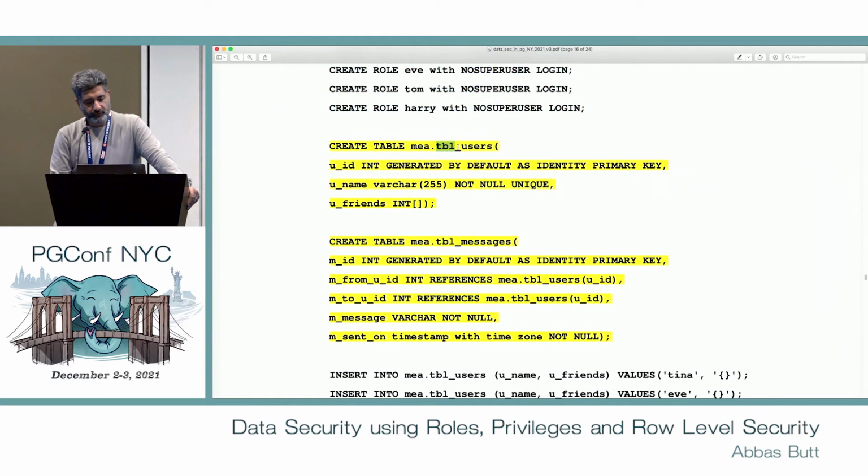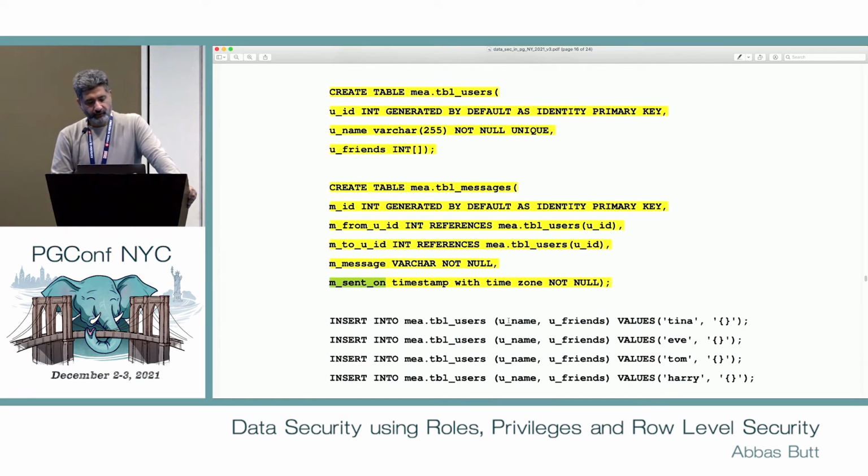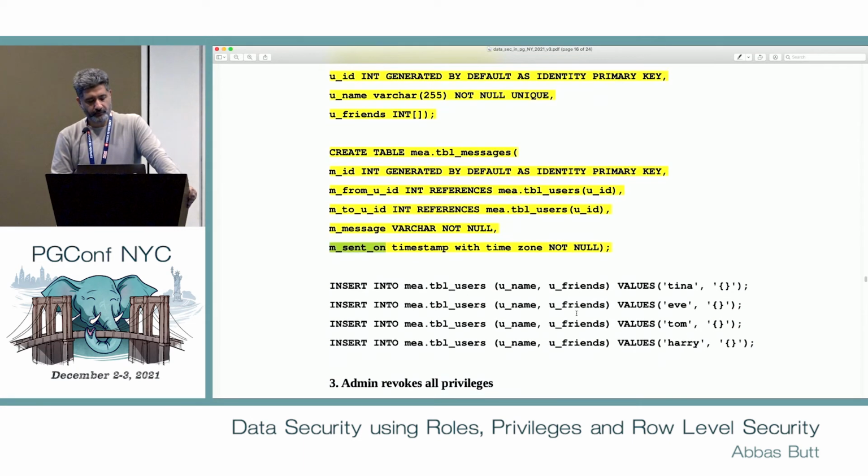The first table is supposed to store the users, tbl_users, and the second table is supposed to store the messages. So the first table has a primary key, user ID, and username, and user friends, which is an integer array. And the second table, tbl_messages, has a message ID, which is the primary key, the from UID, the sender, the to UID, the intended recipient, the message, and the date on which it was sent. Very simple, but enough to make sure that we understand how RLS policies would be implemented.